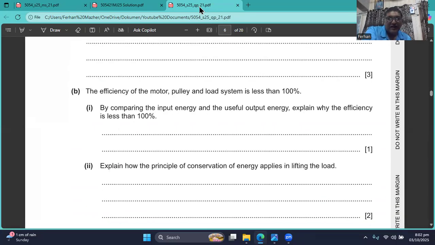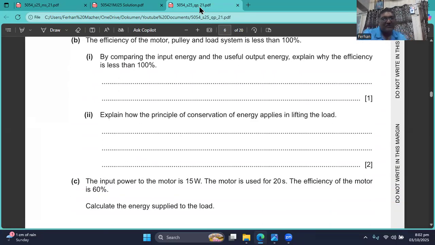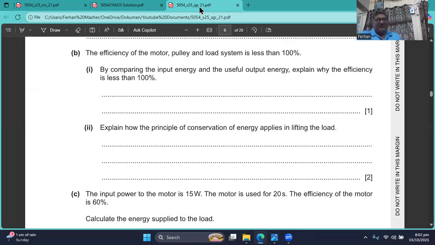Question number 3. We are working on the B part of the question number 3. The efficiency of the motor pulley and load system is less than 100%. By comparing the input energy and the useful output energy, explain why the efficiency is less than 100%. You see, whenever you provide input energy, you get some useful output energy and you get some wasted output energy. The wasted output energy is in the form of heat. When you overcome the air resistance, when you overcome the resistance in the cables, the heat is produced, and that heat is dissipated into the air, which is a waste of energy.